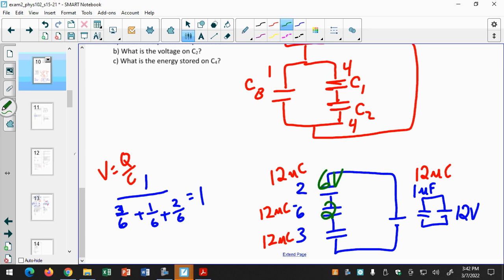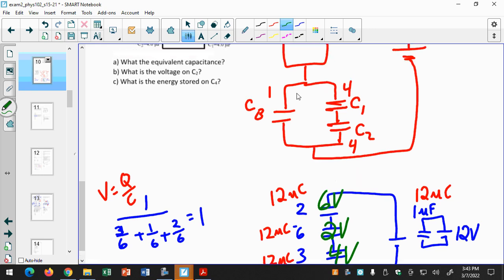12 divided by 6 is 2 volts, and 12 divided by 3 is 4 volts. I'm going to do a quick check to make sure I got it right. 6 plus 2 plus 4 is equal to 12, and that's what it should equal. Also, I noticed that my small capacitor has the biggest voltage, and my biggest capacitor has the smallest voltage. That's how they should be for capacitors.